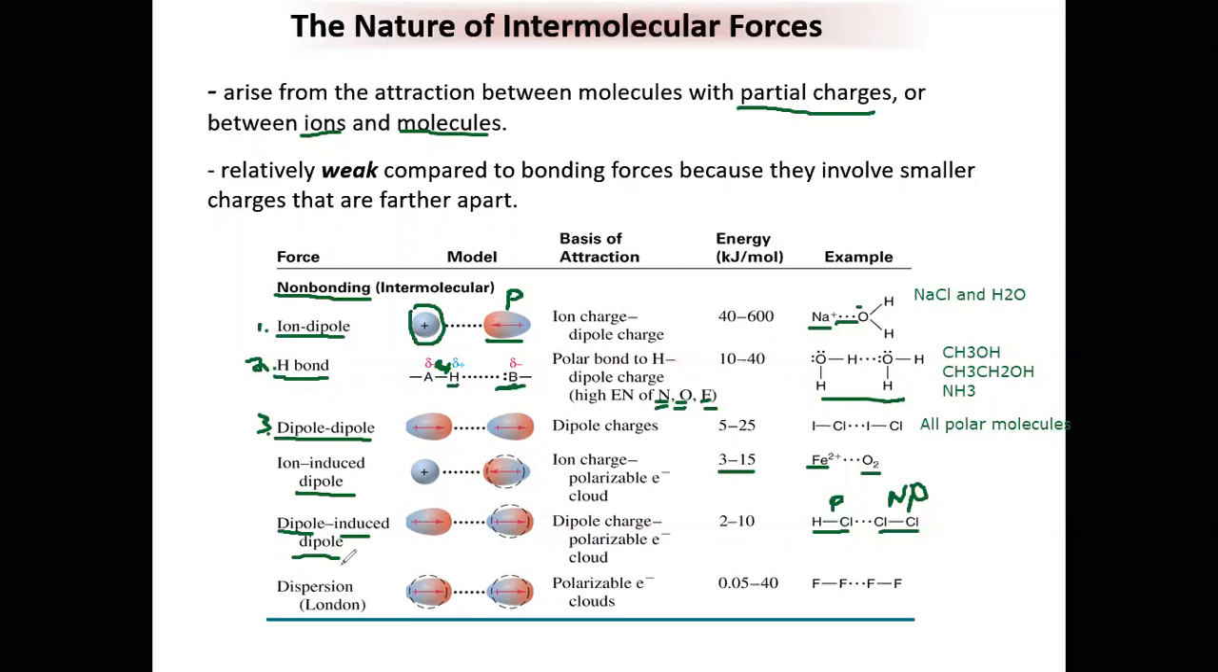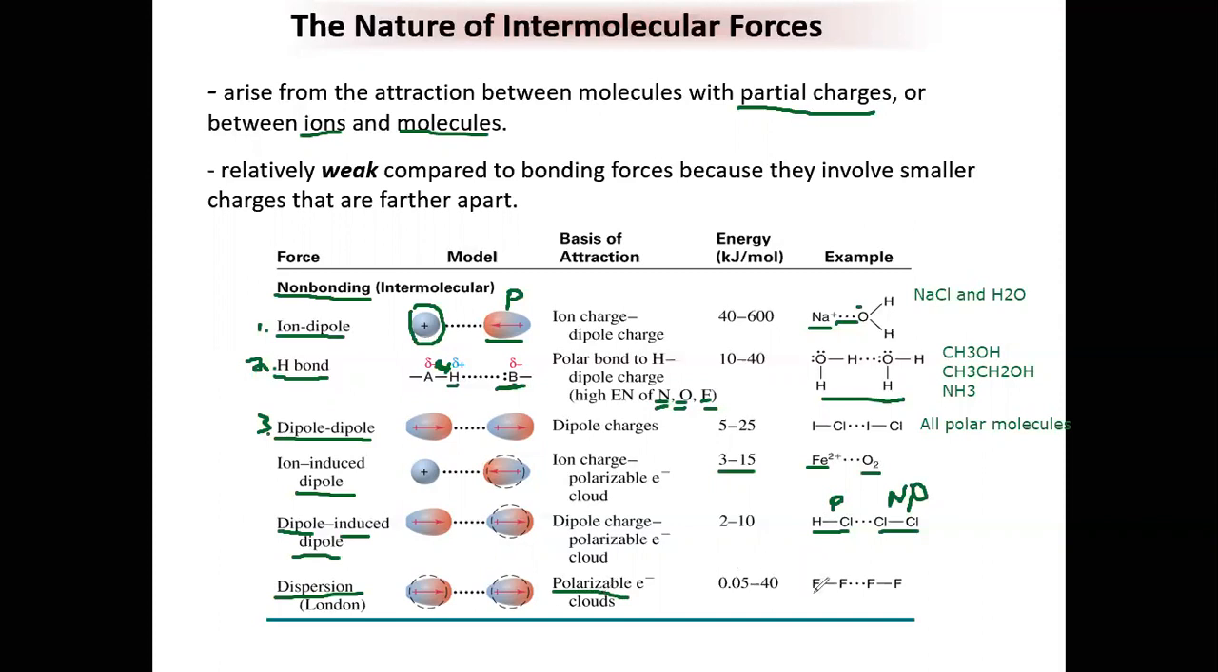And then lastly, the weakest type of intermolecular force is called dispersion forces or London forces. These are just what we call temporary or induced dipole interactions. So very weak dipoles that result from polarizing electron clouds, and we'll talk about polarizability later on in this lecture.